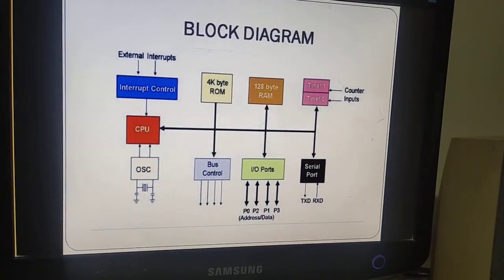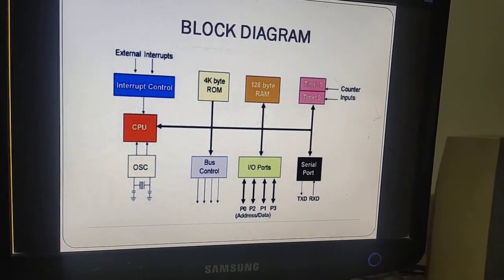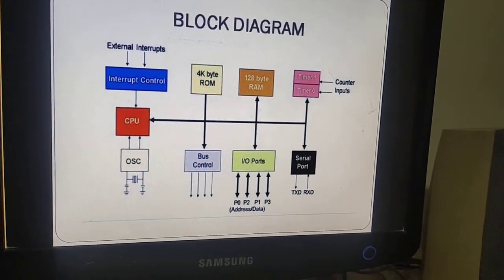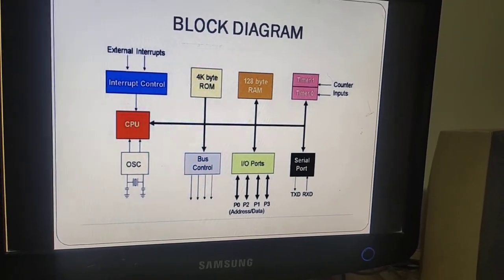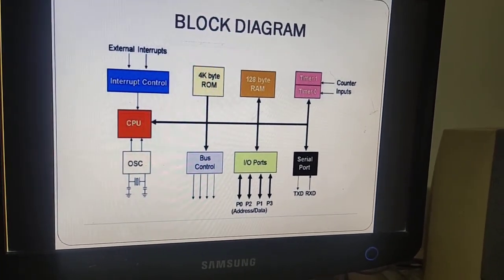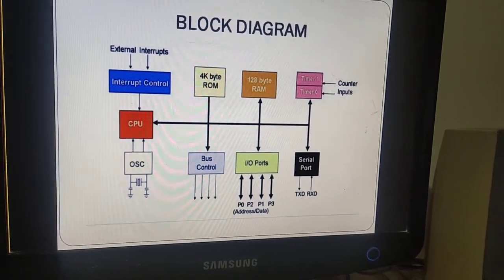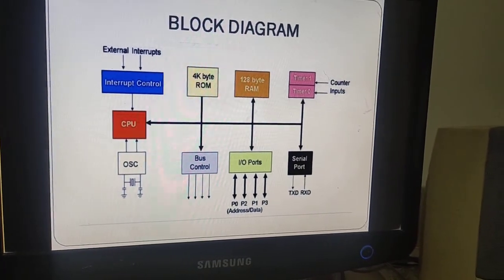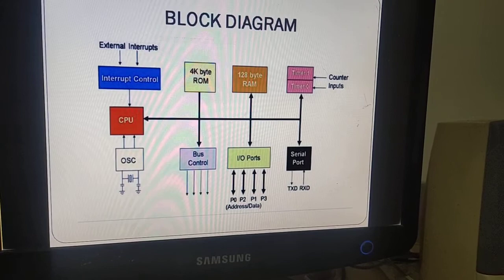And you have ROM, which is your program memory, RAM, as I told you, is a data memory, timers, buses, and input output ports. That is, data can be moved to and fro between your microcontroller and your peripheral devices. And also you have a serial port where serial bit communication is possible between your microcontroller and the rest of the devices, TXD and RXD to name a few.